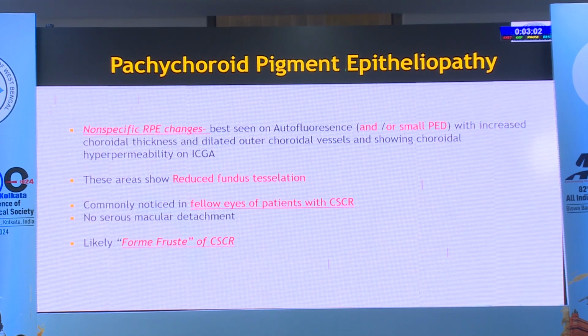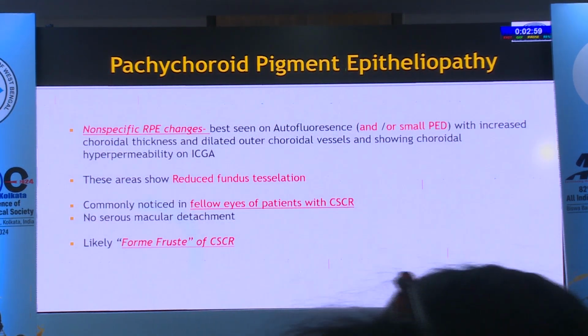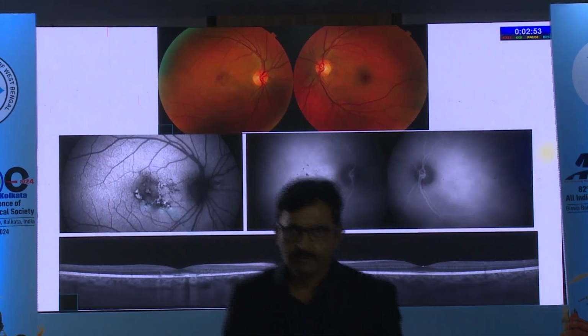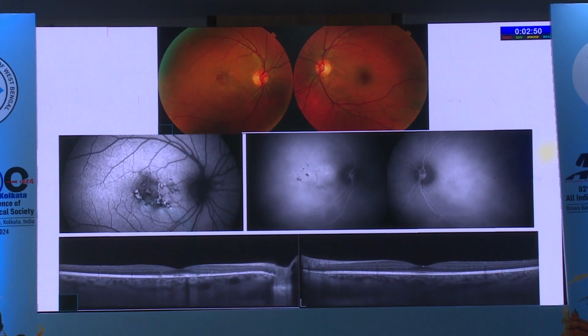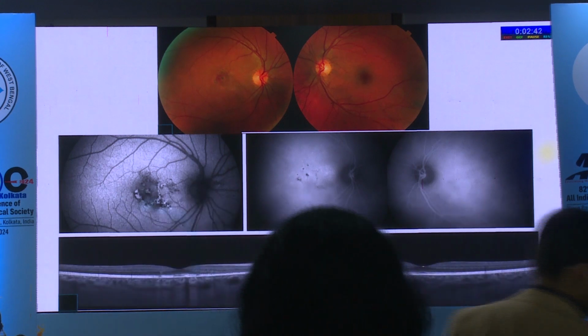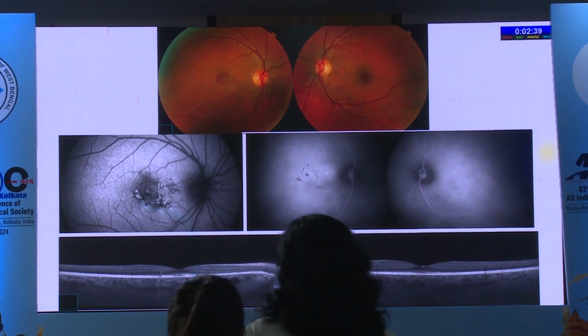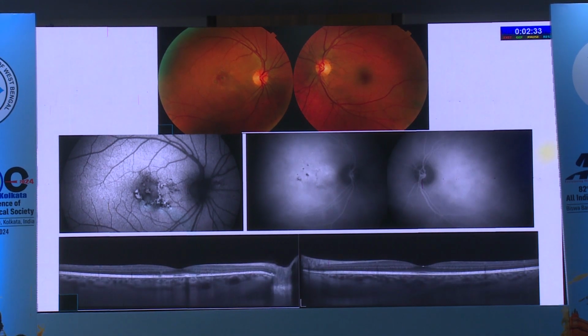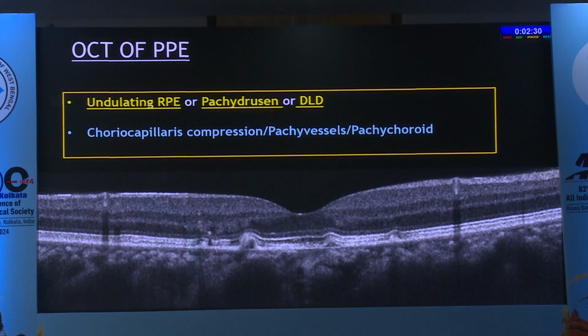So now moving to the specific entities, pachyepitheliopathy, which is non-specific RPE changes with or without pigment epithelial detachment and considered to be a forme fruste of CSR and has been seen more commonly in the fellow eyes with CSR. So in this, best appreciated on the fundus autofluorescence, you see these RPE disturbances overlying a hyperpermeable choroid on ICG, and then you see the thick choroid with pachychoroid features which we just discussed. This entity just needs to be observed and doesn't have subretinal fluid, but you can see features like pachydrusen and drusen-like deposits and RPE undulations.